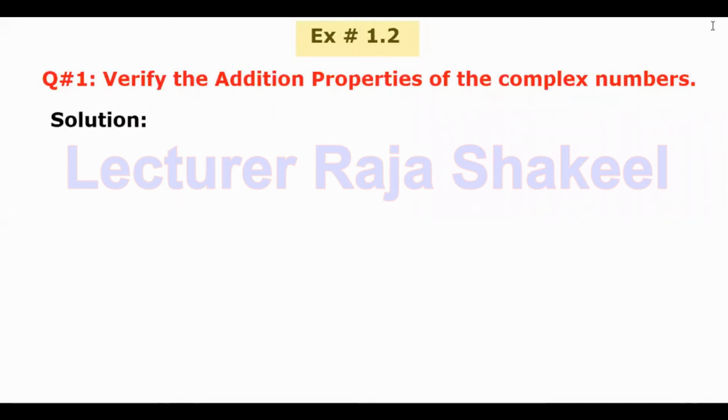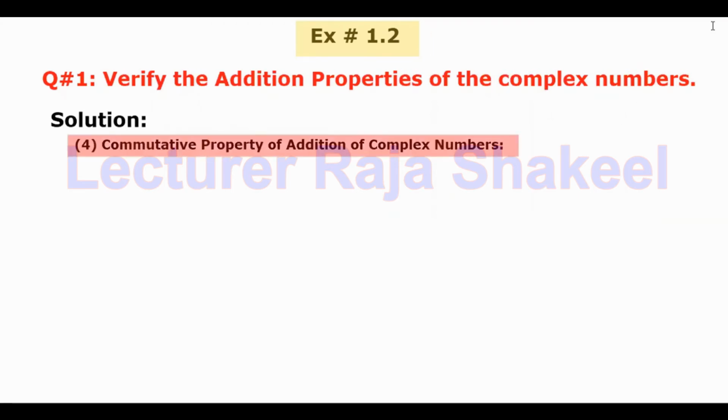Now we have to look at the fourth property, and that is the commutative property of addition of complex numbers. So what is this property? If you interchange the positions of the first complex number and the second complex number which are going to be added with each other, then the result is the same.